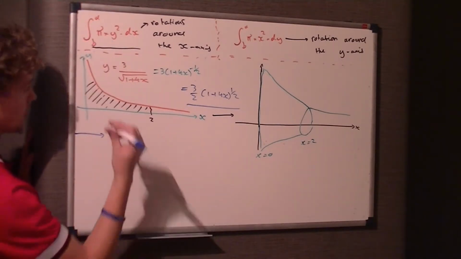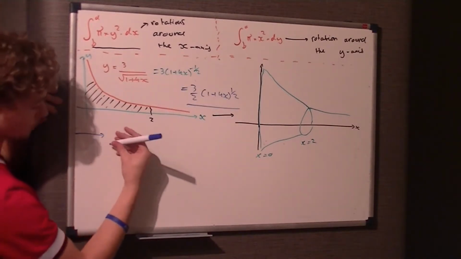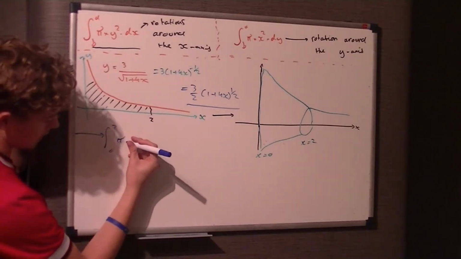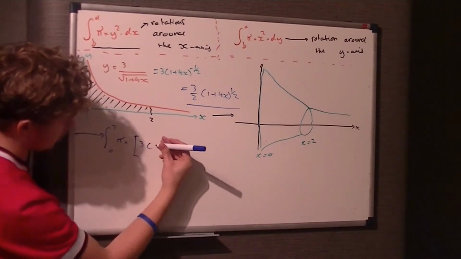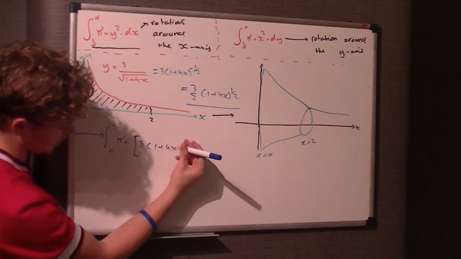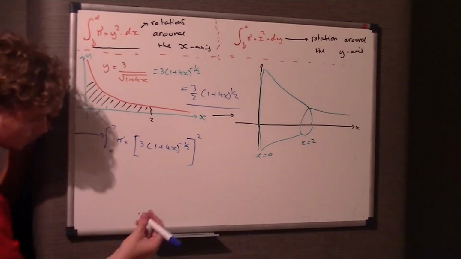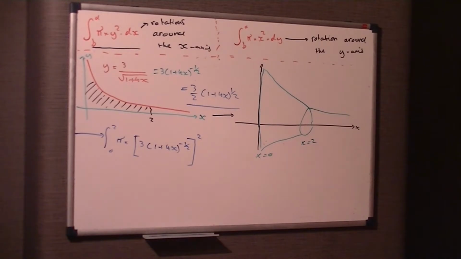So if we're just writing y, just simply rewrite this in substitution with our original curve. And we know our limits are 2 and 0, and we're integrating pi times y squared, which is, if we open brackets, 3 open brackets 1 plus 4x to the negative a half, and that is all squared. So then if we expand this out, I'll just give you a second to copy that down.